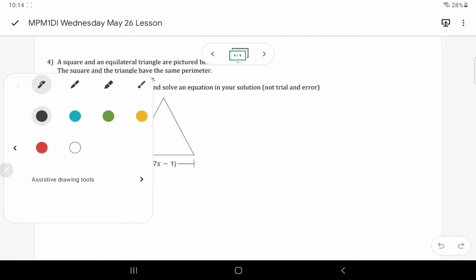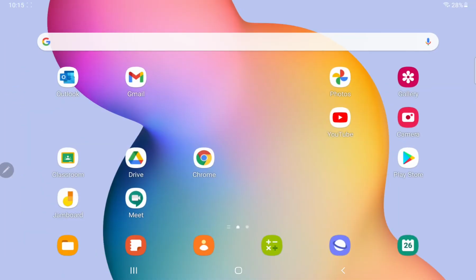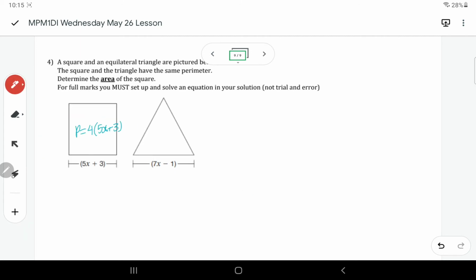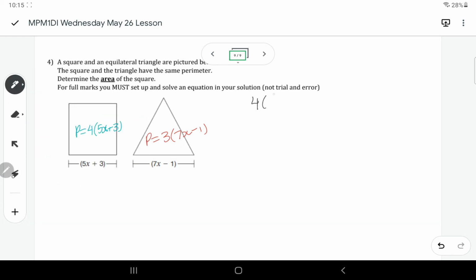So the perimeter of the square is going to be 4 times 5x plus 3 because there's 4 sides. And the perimeter of the triangle will be 3 times 7x minus 1. But those two perimeters are going to be equal. So that's our equation that we're going to set up, is making those perimeters equal. And then we'll have to go through the steps of solving that equation.